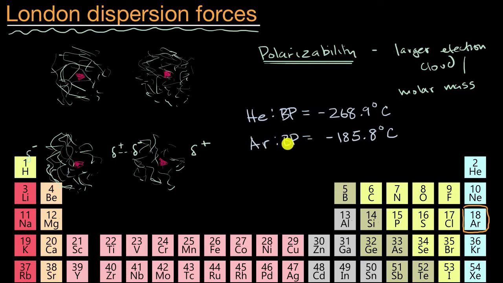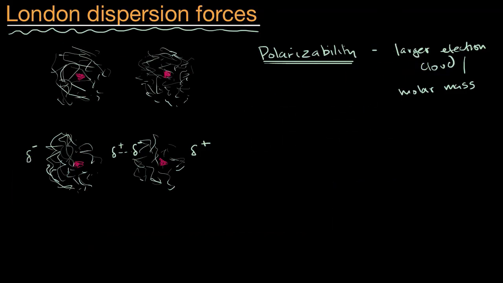But that doesn't happen for argon until a good bit warmer, still cold by our standards, and that's because it takes more energy to overcome the London dispersion forces of argon, because the argon atoms have larger electron clouds. So generally speaking, the larger the molecule, because it has a larger electron cloud, it'll have higher polarizability and higher London dispersion forces. But also the shape of the molecule matters.